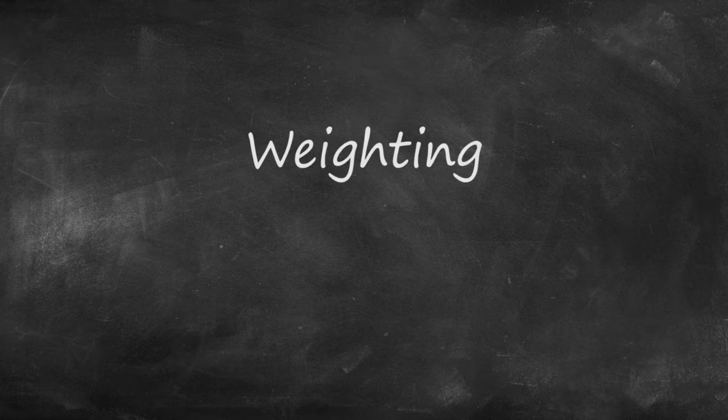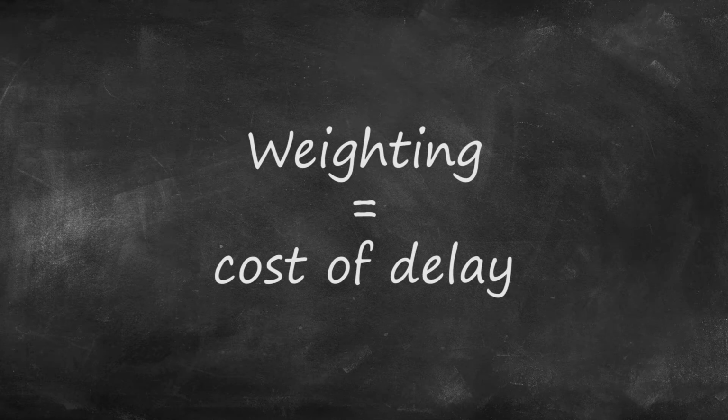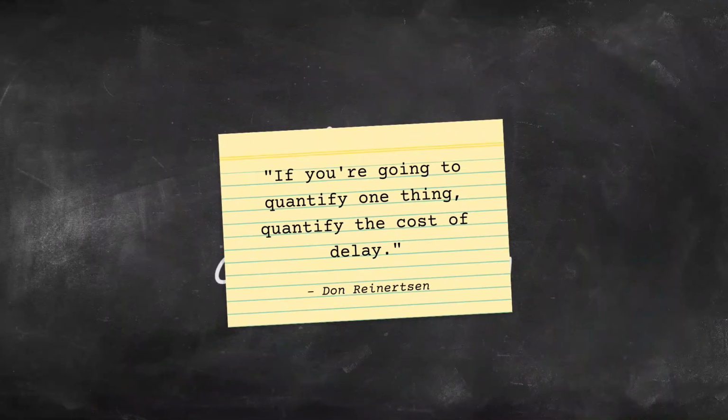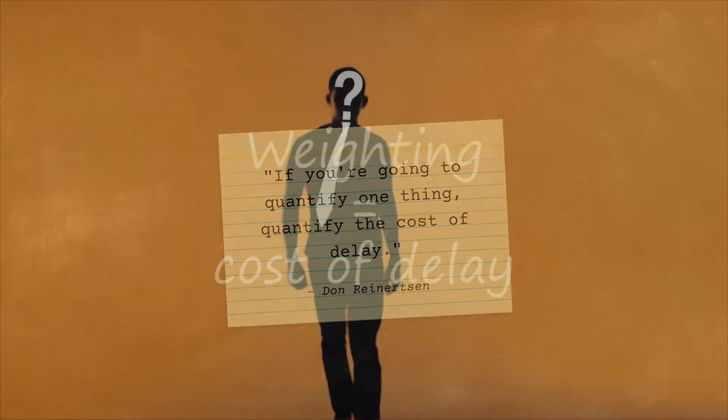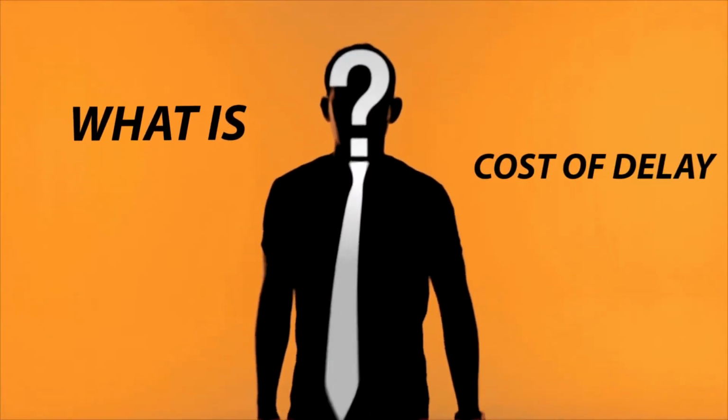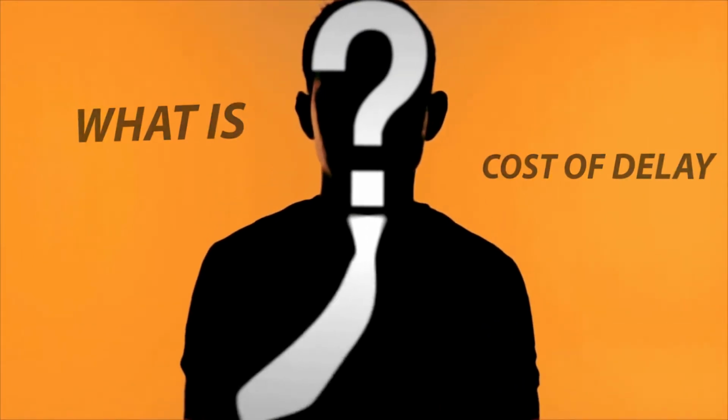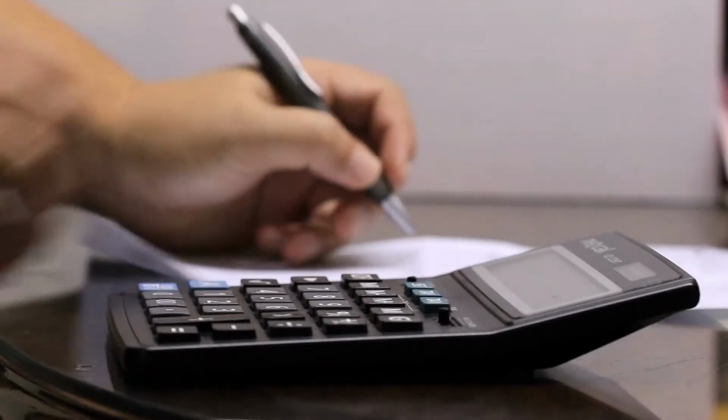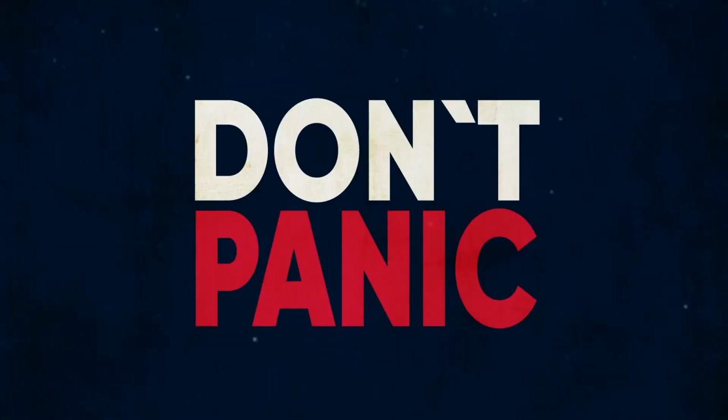The weighting in WSJF is something called cost of delay. According to Mr. Reinertsen, quantifying cost of delay is the absolute minimum thing you should do when assessing your backlog. That's all well and good, but what is cost of delay? It's part calculation and part estimation. Don't panic. We're going to break it down and explain how to do it piece by piece, and it will all make sense in the end.